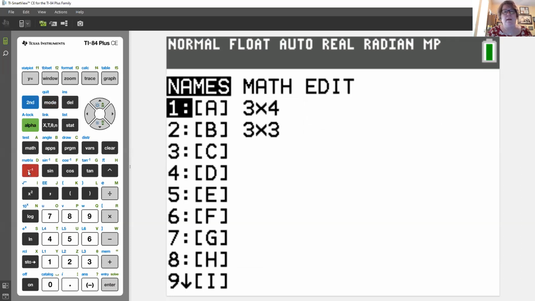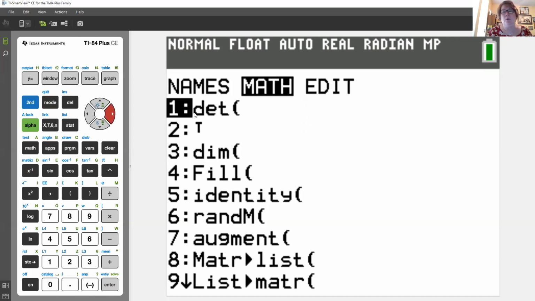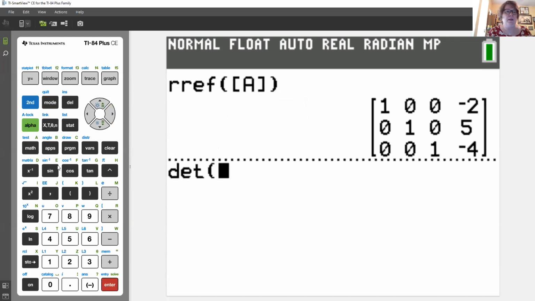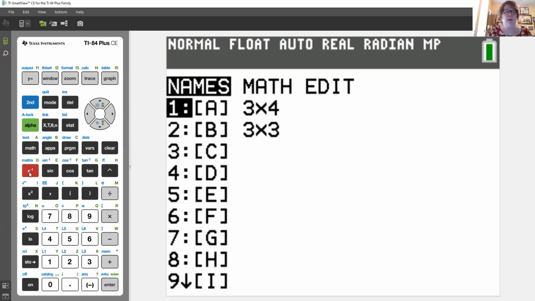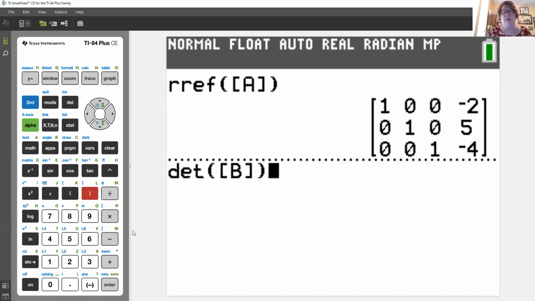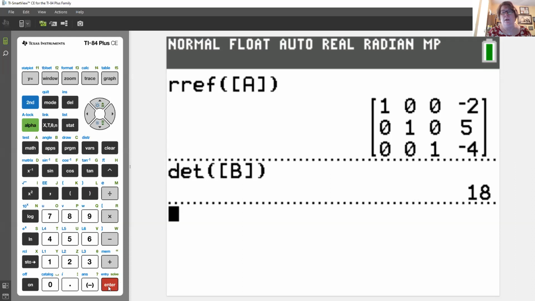I'm going to go back in, and I'm going to find the determinant of matrix B. So I'm going to go over to math. Number 1 is DET, that's determinant. I'm going to find the determinant of that matrix B. So go back into my matrix menu and choose that matrix and hit enter. So it looks like that matrix is the number 18. So I'm going to write that down on my piece of paper.